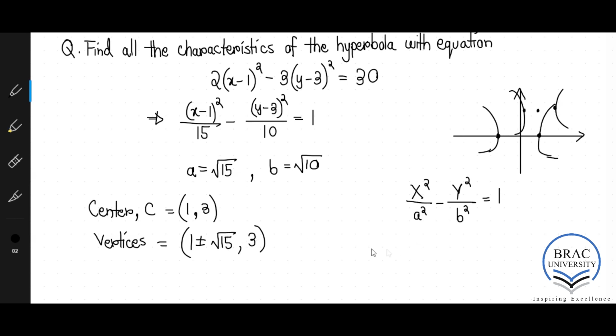You can again do that by simply using these ideas. X should have been plus minus a and y is 0, right? So you can substitute x minus 1 is equal to plus minus a, here square root of 15, and y minus 3 is equal to 0, and you can do it in this way. All right, so moving on.